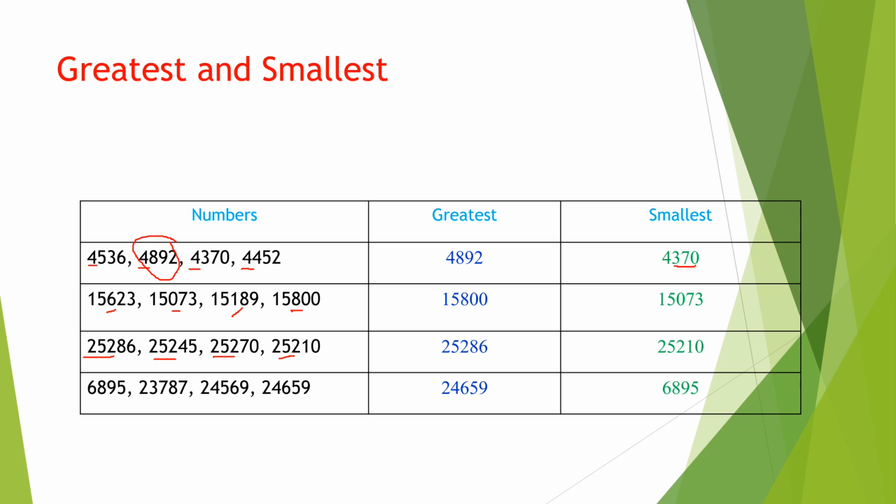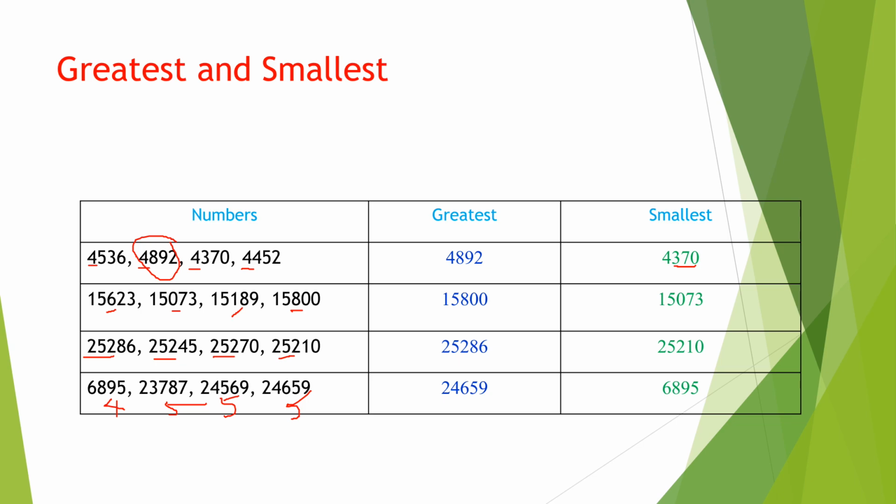Then move to the last problem. 6,895, 23,787, 24,569, 24,659. The first number has only 4 digits. The remaining numbers have 5 digits. So definitely the smallest number is 6,895. Then to find the greatest number, check the 10,000 place.